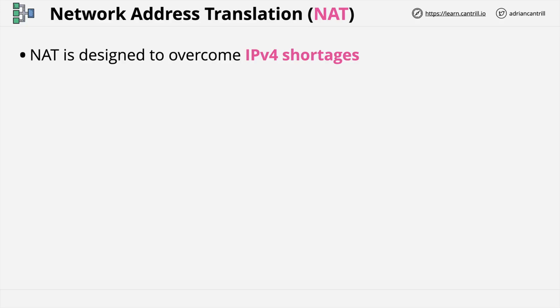Private addresses, such as those in the 10.0.0.0 range, can be used in multiple places but can't be routed over the internet, and so to give internet access to private devices we need to use network address translation. In addition to this, NAT also provides some additional security benefits which I'll be covering soon.